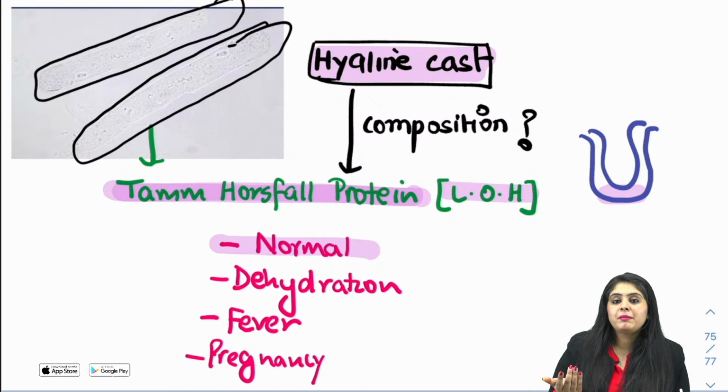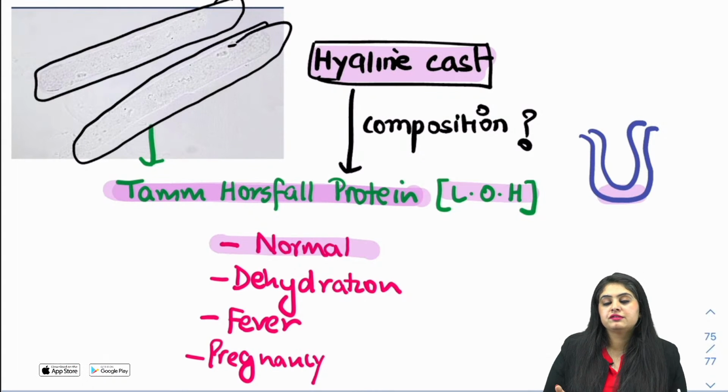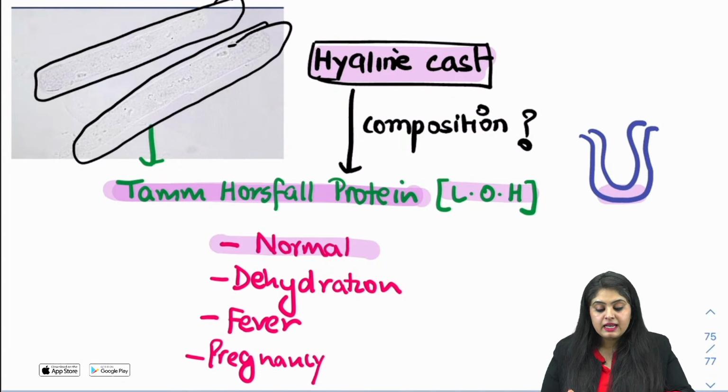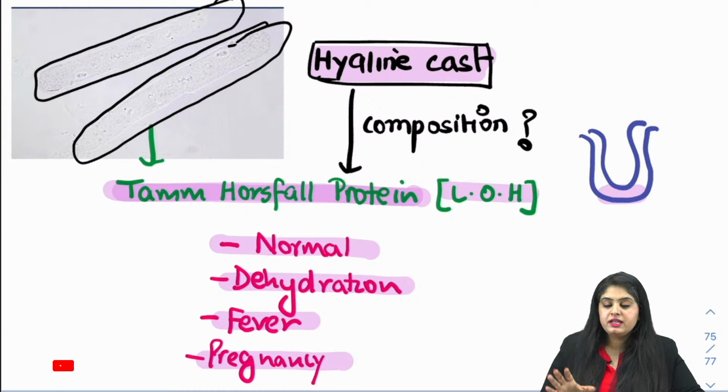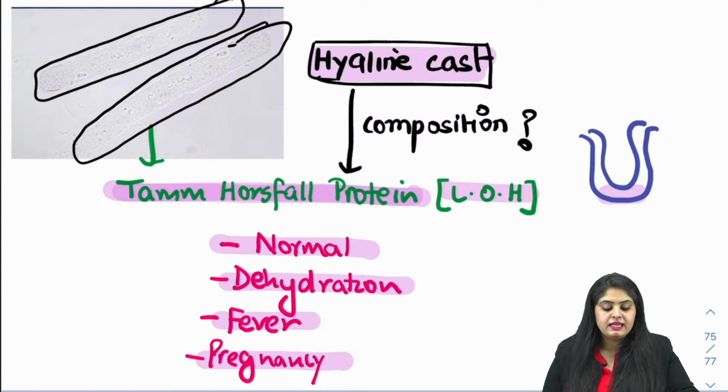But if you say, ma'am, I'm seeing 10, 20 hyaline casts, too many in number, then I would ask: is the patient dehydrated? Is his urine very, very concentrated? Is he having some high-grade fever? Is the female pregnant? But overall, do you see any medical emergency here, something to run for life or death? No, overall hyaline cast is not a medical emergency. It's just a normal kind of finding.